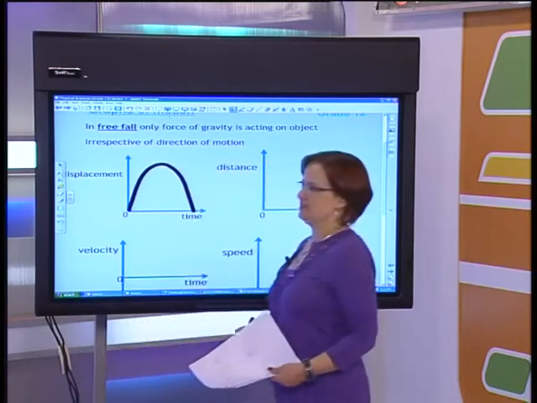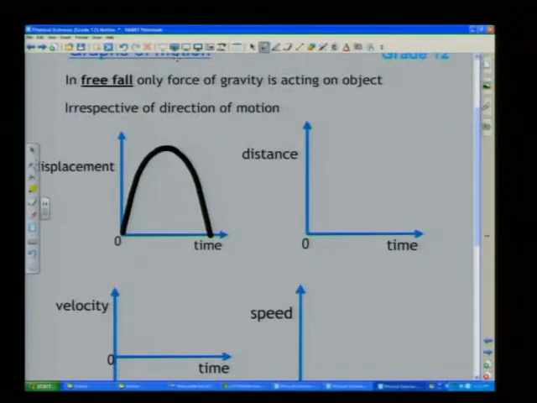These are nice because it actually looks like the shape it draws. Okay, it goes up, it comes back down. Displacement is 0 because it ends up in my hand again or wherever I threw it from.